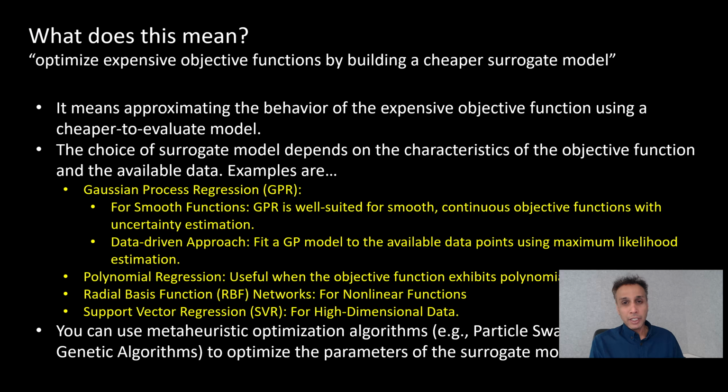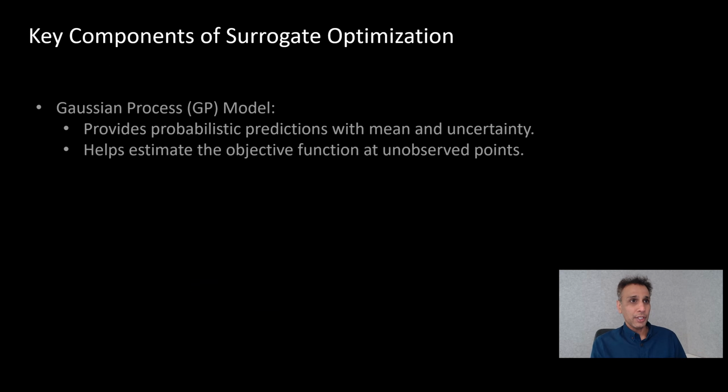If none of this makes sense to you, hopefully it starts to make sense once we jump into the Python code and start to execute a few lines at a time. Now, key components of this optimization. What do we have? The first thing is Gaussian process model.